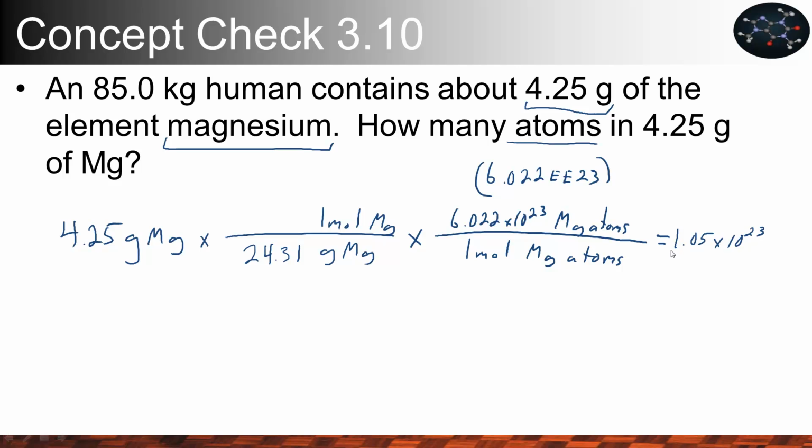Okay? So this is how that works. The units of magnesium atoms, moles, grams, those all cancel out. We're left with just magnesium atoms. So that's what we have here. We have 1.05 times 10 to the 23rd individual magnesium atoms.